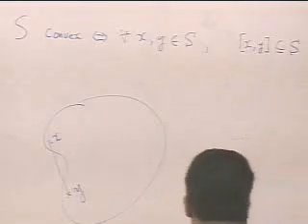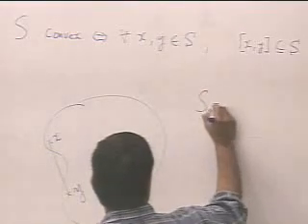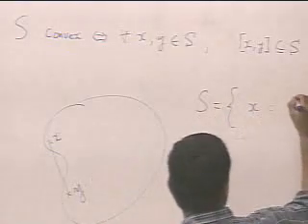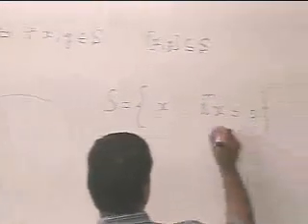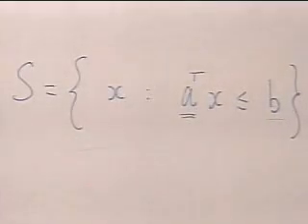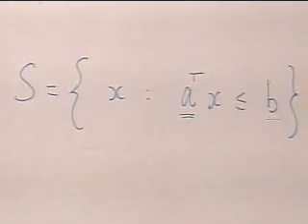Okay, now let's look at some examples. Let's define the set S to be this. The set of vectors x such that A transpose x is less than or equal to B. So A is a vector which is fixed and given, B is a scalar that's fixed and given. So what is that kind of a set? That's a half space. Is this convex? Yes. How do we go about proving it?